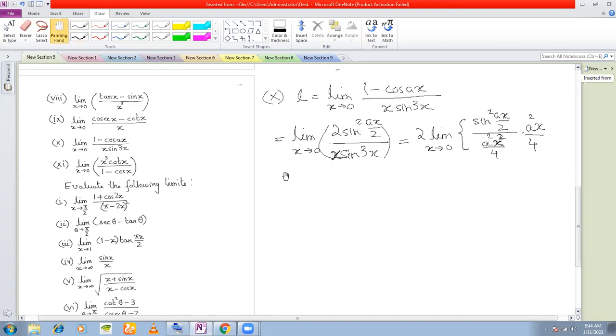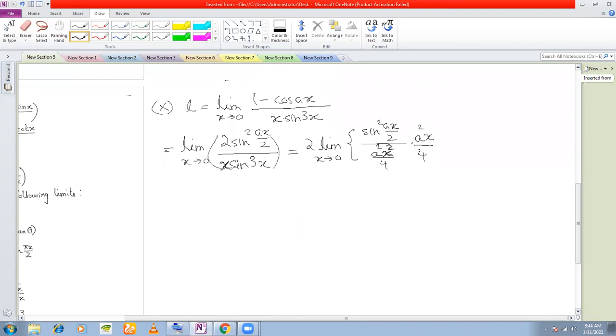Because I already have an x here, and because I am putting an x square here, this x is extra. So I've compensated for that here. Okay. That is taken care of. Next is only sine 3x left, so I'll write 1 by sine 3x here as it is. Now a square by 4 is a constant, so you can take this out of the limit. So you get twice a square by 4.